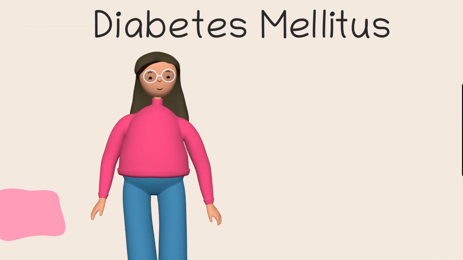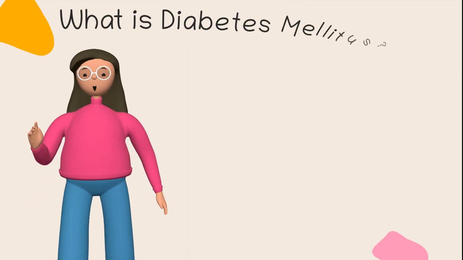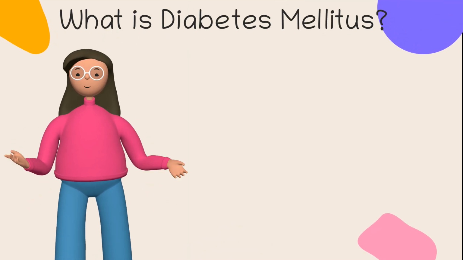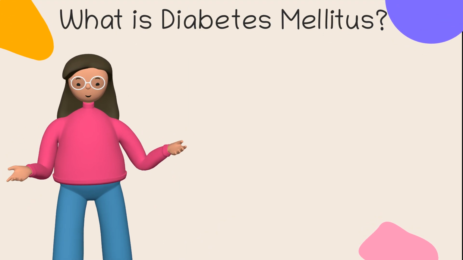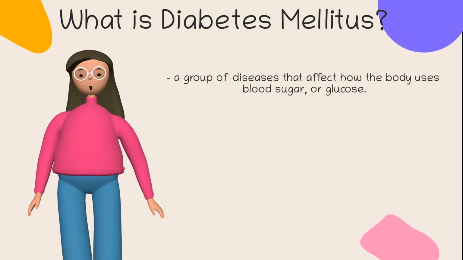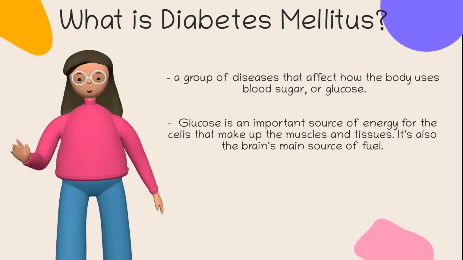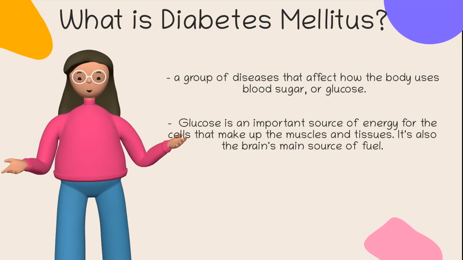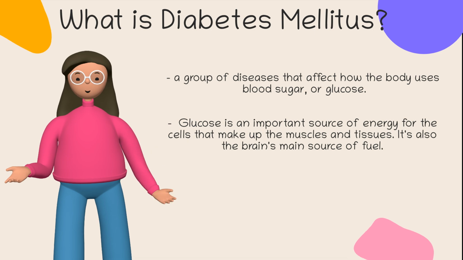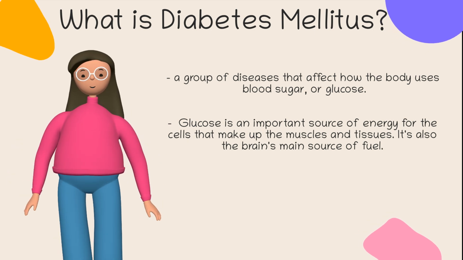For starters, what is diabetes mellitus? Diabetes mellitus refers to a group of diseases that affect how the body uses blood sugar, or glucose. Glucose is an important source of energy for the cells that make up the muscles and tissues. It's also the brain's main source of fuel.